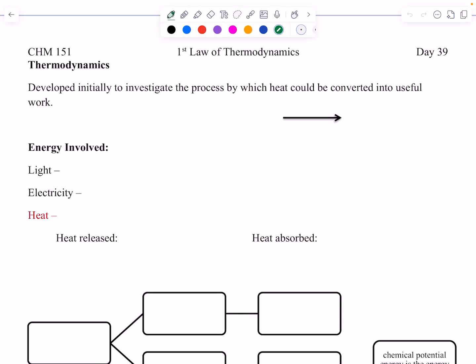We're doing thermodynamics, heat transfer. All right, so this is kind of exciting. And thermodynamics was developed to investigate how we can make heat into work. Heat into work. All right, we're going to define everything. And so we're going to look at this through, obviously, chemical reactions, right?